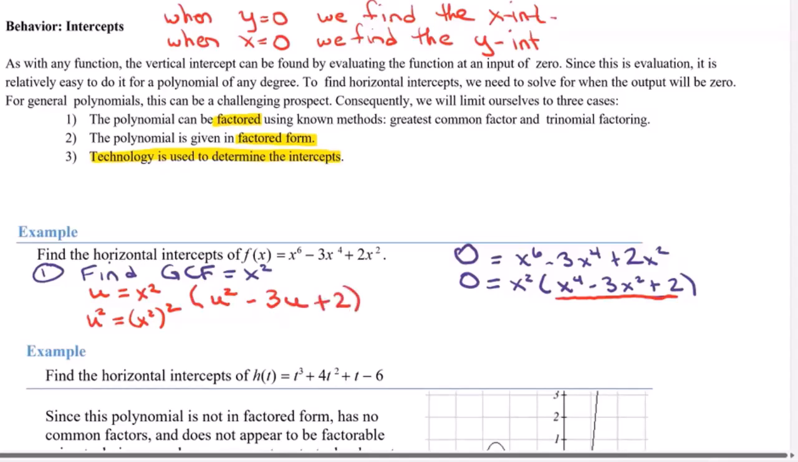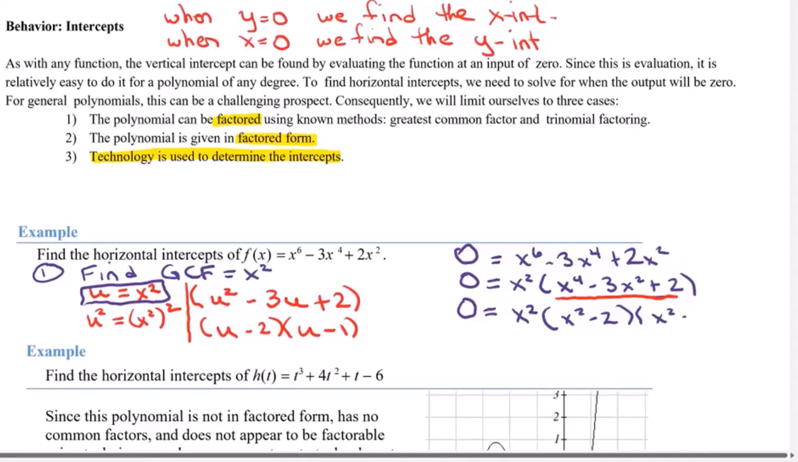And once I get it into this form, I can actually factor it pretty easily. This is u minus 2 times u minus 1. And if you FOIL those back together, you'll see that we actually factored it. So now I'm going to go back here and say this equals x squared times, well, u is equal to x squared. So I'm going to just plug that back in and I get x squared minus 2 times x squared minus 1.